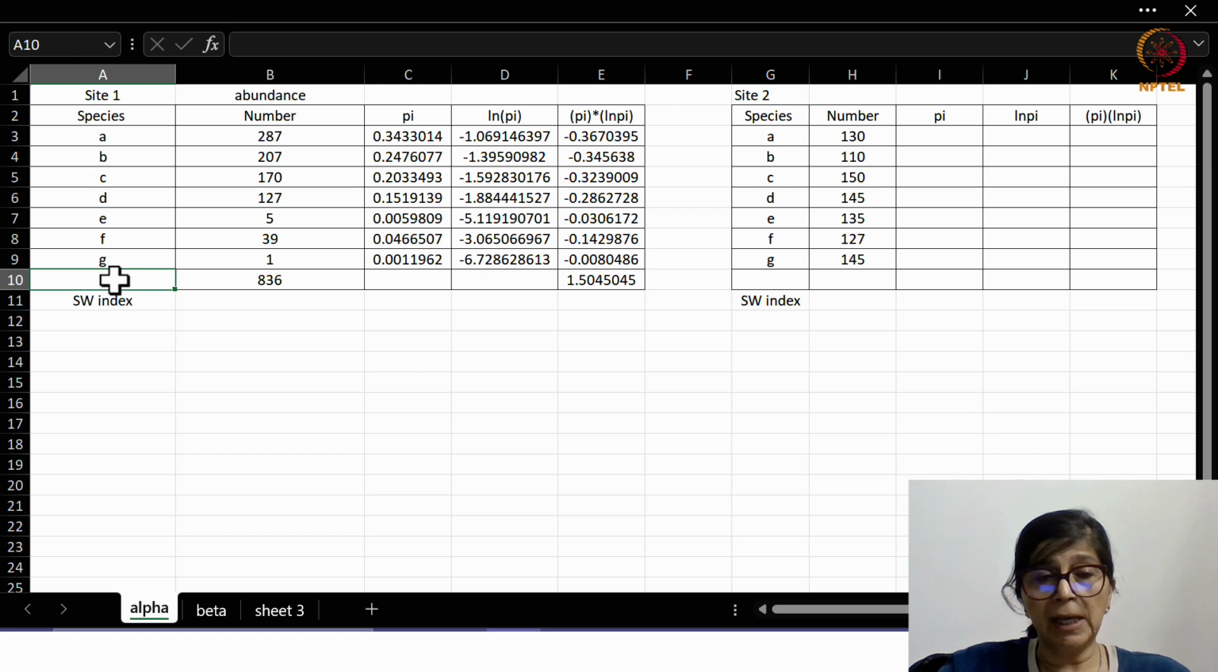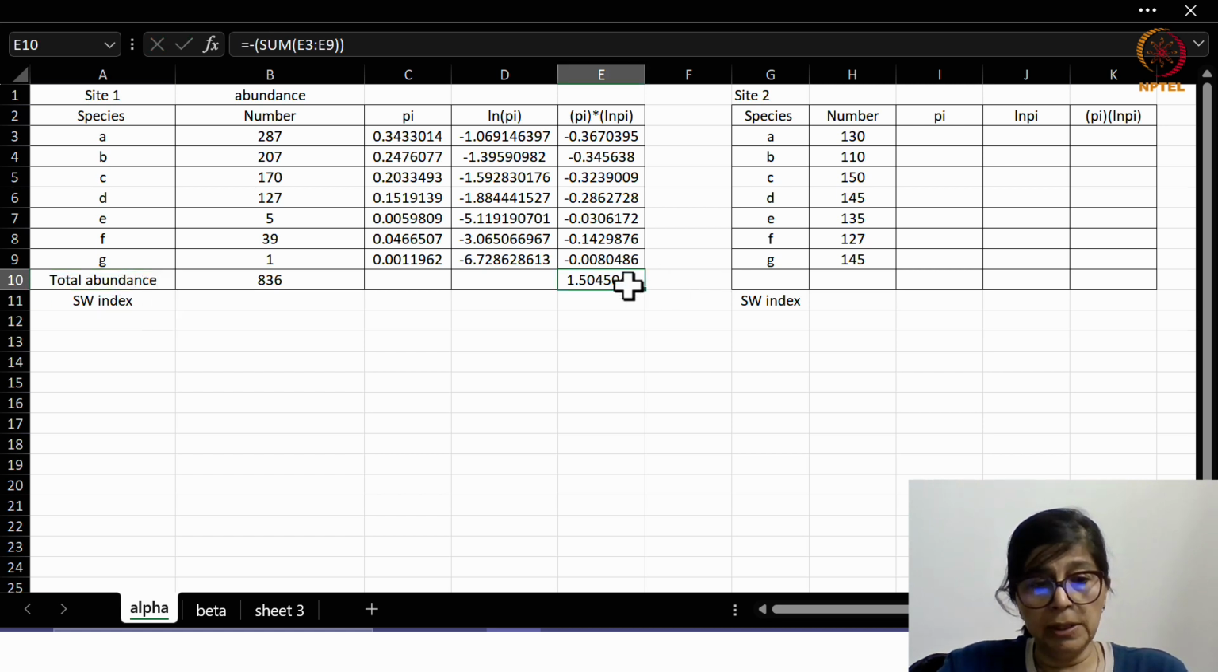Okay, I will write here total abundance. This is the index. What you can do is cut from here and you can paste it here. So this is your Shannon-Weiner index.